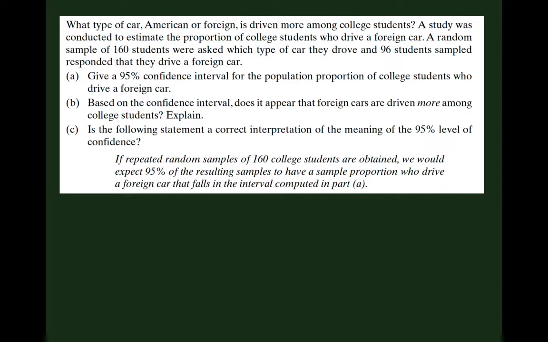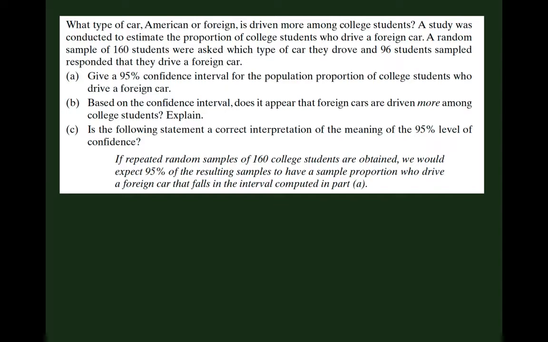There was a study conducted to estimate the proportion of college students who drive a foreign car. A random sample of 160 students were asked which type of car they drove. 96 students sampled responded that they drive a foreign car. The first thing we're asked to do is to calculate a 95% confidence interval for the proportion of college students who drive a foreign car.